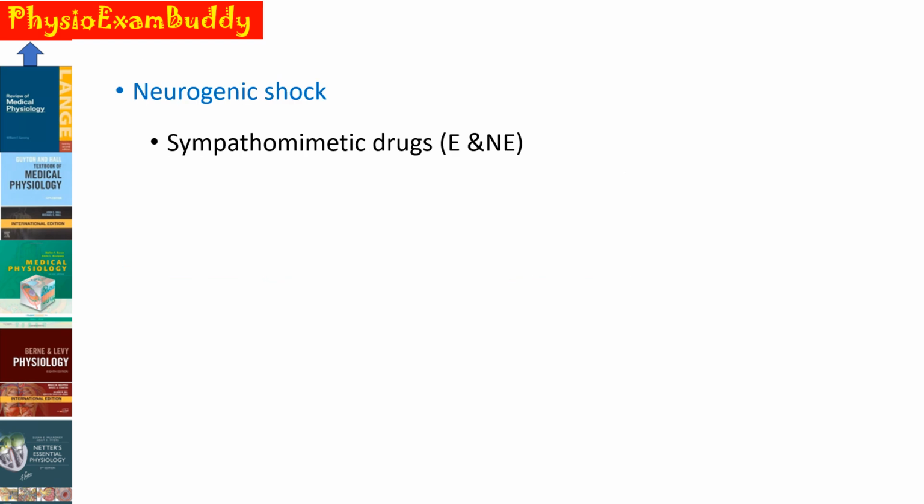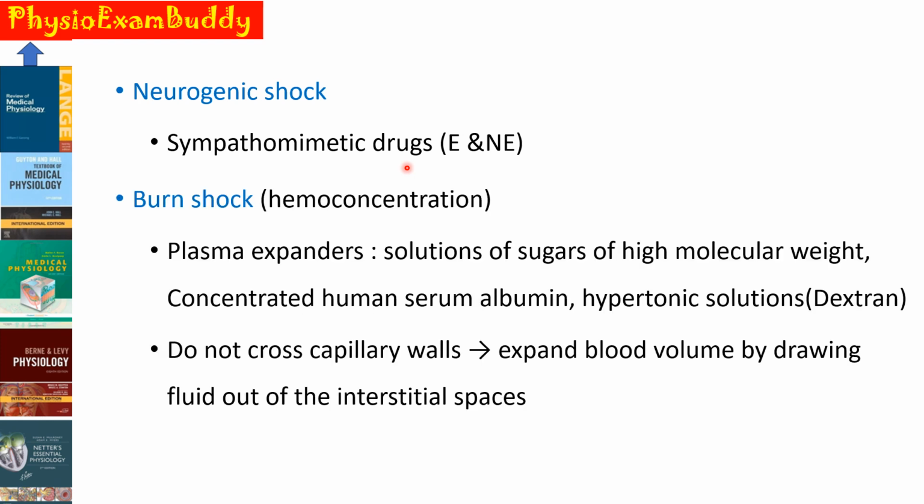In neurogenic shock, sympathomimetic drugs like epinephrine as well as norepinephrine cause constriction of the dilated vessels. In burns, the problem is hemoconcentration. Plasma is the treatment of choice to restore the fundamental defect, that is, the loss of plasma. So plasma expanders, which are solutions of sugars of high molecular weight and related substances that do not cross the capillary walls, have some merit.